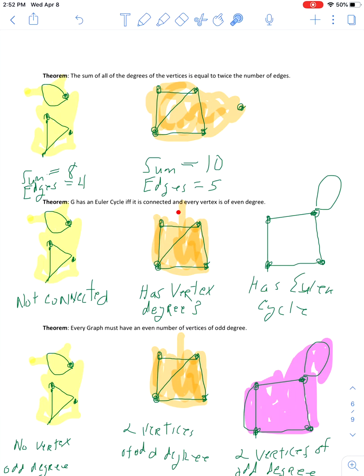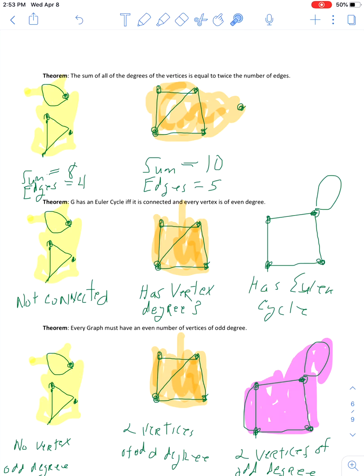Okay, now let's look at this example. This graph is connected. I can walk from any vertex to any other vertex, but look here. I have a vertex of degree 3. And my theorem says to have an Euler cycle, every vertex has to have even degree. So if I have one vertex of odd degree, like in this case, one of degree 3, I can tell you that this does not have an Euler cycle.